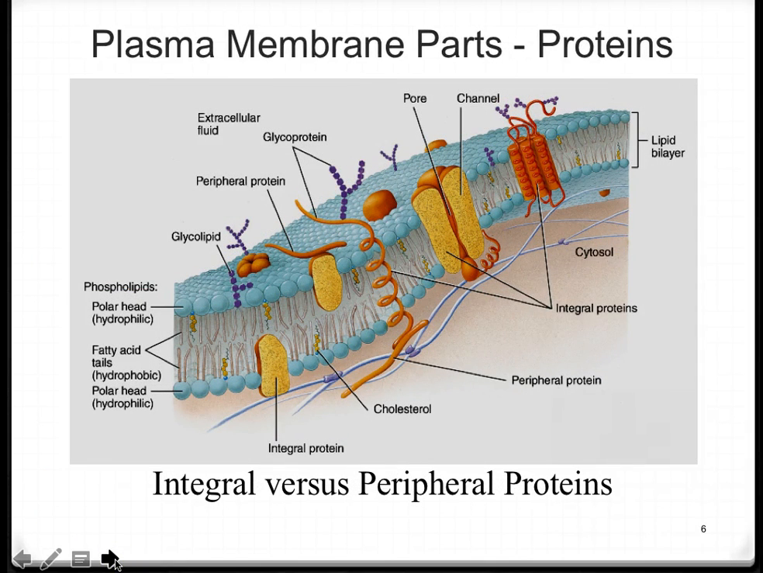Now, as I mentioned, you have different proteins also embedded in your cell membrane. What you're seeing here, we have two different types. We have what are known as integral and peripheral proteins.